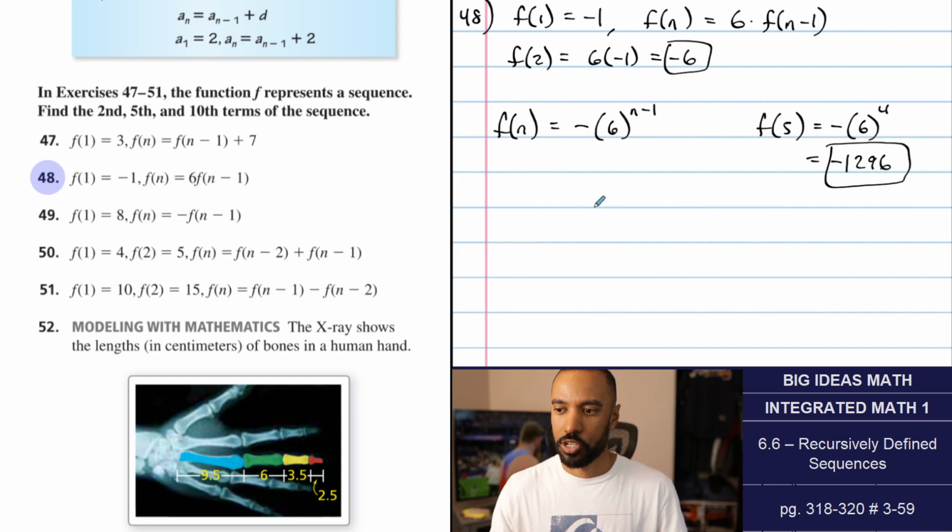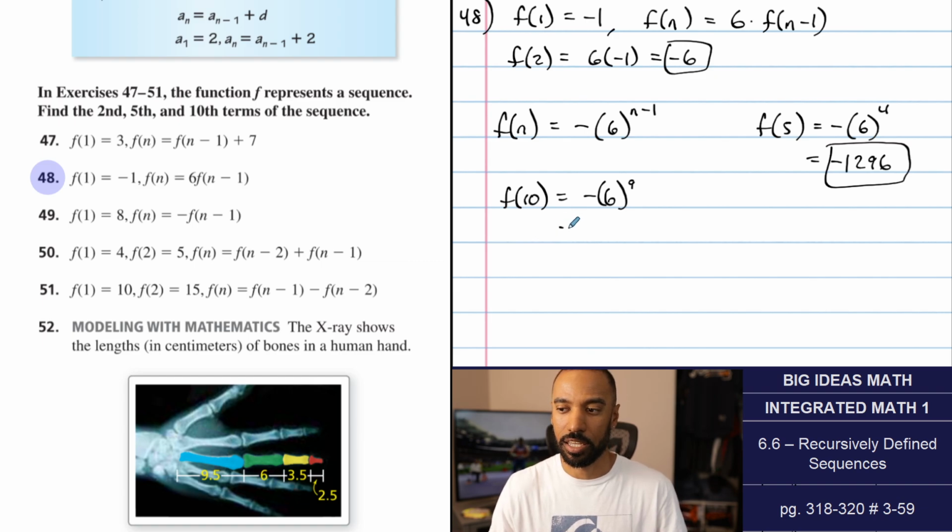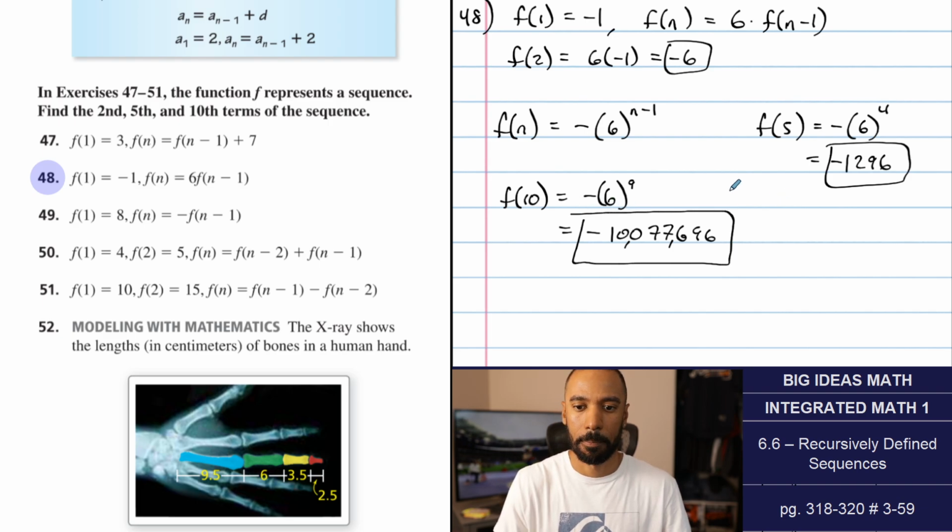Now, the 10th term, let's just write it over here. Kind of scattered appearance, I apologize for that. But the 10th term is the opposite of 6 to the 9th power, 10-1. Now, I'm going to use the calculator for that one, instead of writing out each term before it. And I think that can convince you, possibly, that there is good use for explicit rules here. So that number there is -10 million and something.